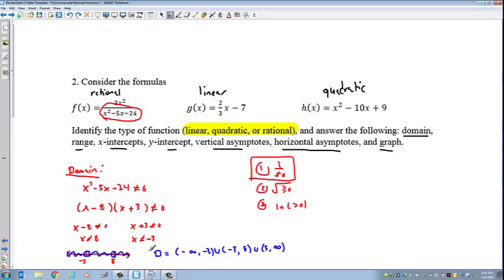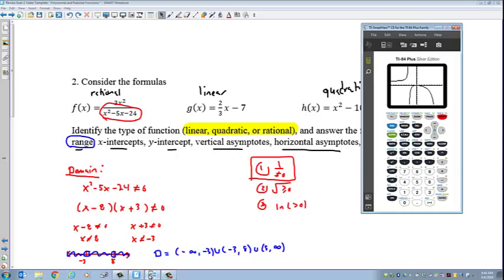Okay, so that's my domain. Now the range is a lot harder to figure out, so let's take a look at this graph. I need to zoom out a little bit more to see what's happening here. So let's take my window and zoom fit it first and see what that does, because that's going to fit that output to the input.